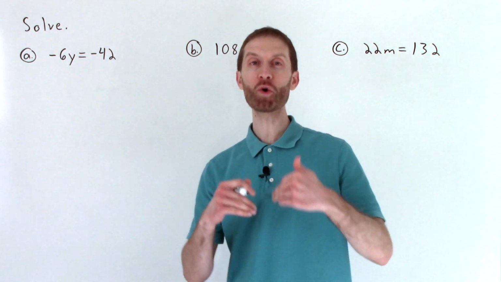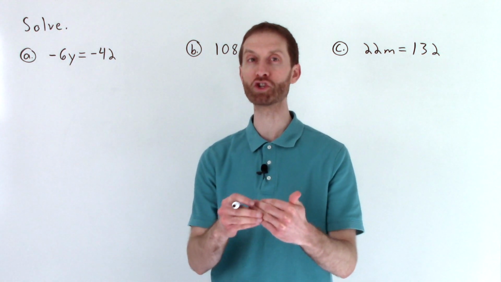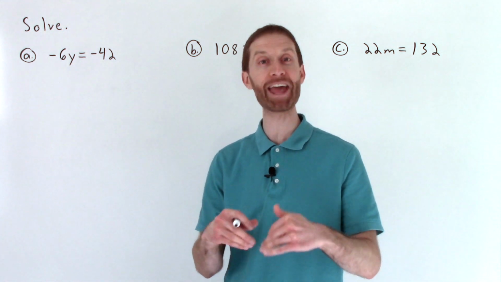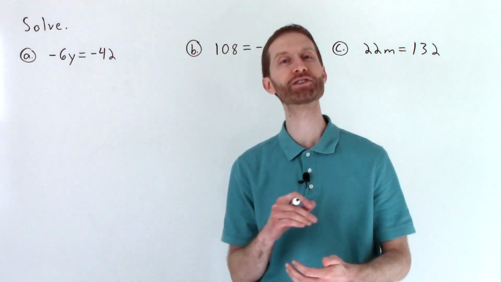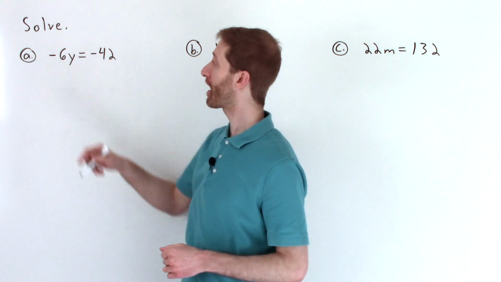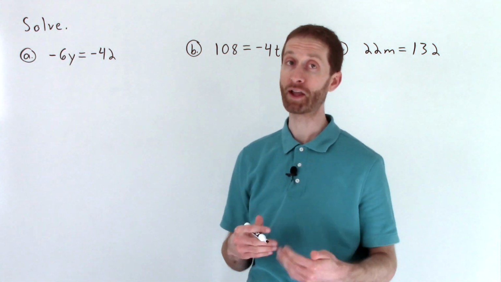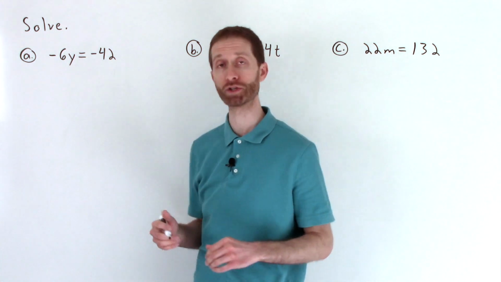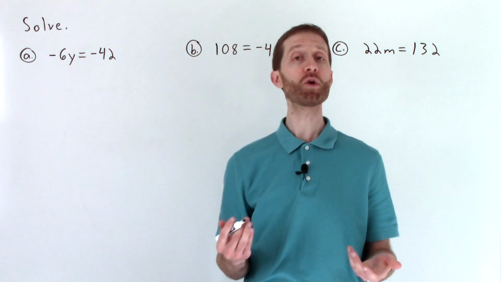In this video, we are going to solve one-step equations using integers and division. Let's dive right into some cool problems. So we're instructed to solve, and in letter A, we're told negative 6y, or negative 6 times y, is equal to negative 42. How do we go about solving this?